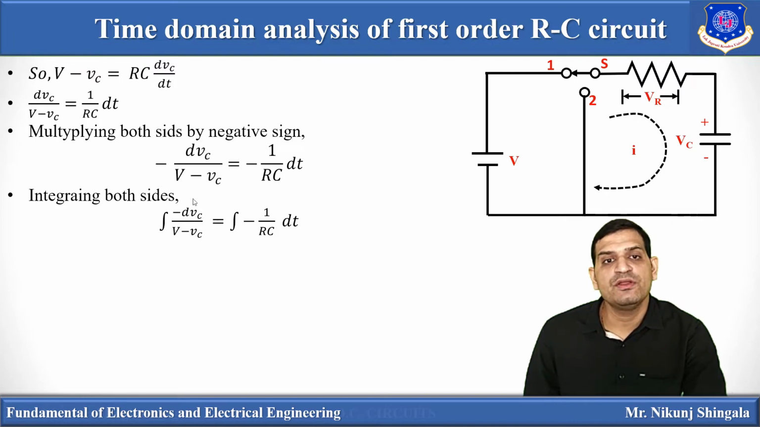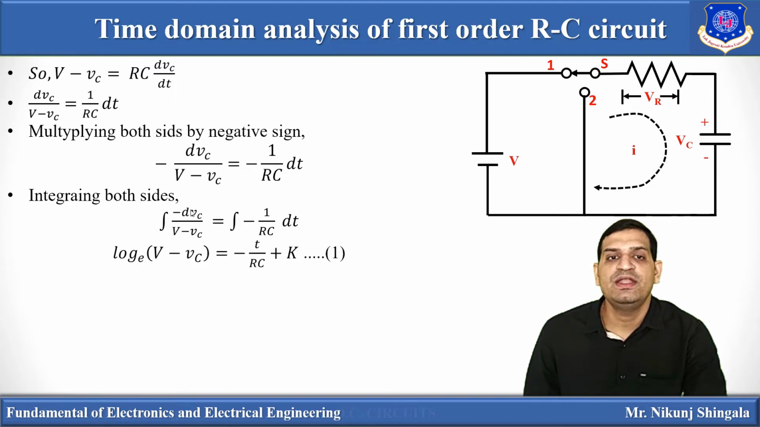If we take the integration of 1 divided by V minus Vc with respect to Vc, then we are getting the minus value. That's why in the above equation, both the sides are multiplied by negative sign. If we take the integration of 1 divided by V minus Vc with respect to Vc, we are getting log V minus Vc to the base e is equal to integration of 1 with respect to t, which is minus t divided by Rc plus k.